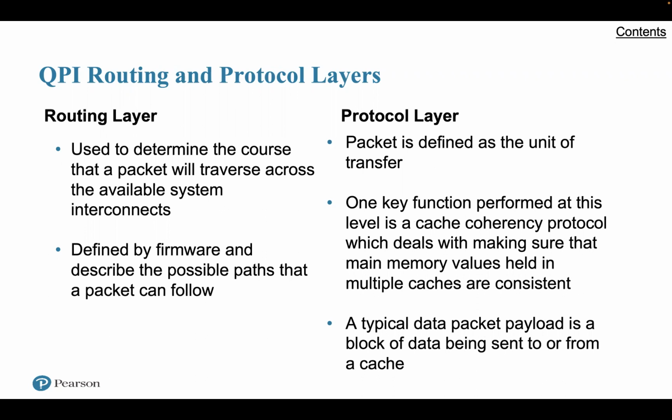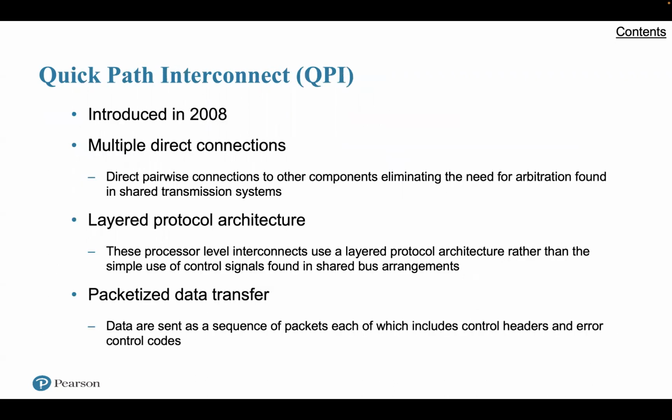So let's just quickly review here. QPI is something that was introduced in 2008. It has multiple direct connections, a layered protocol architecture, and packetization of data. So it's leveraging things that have been used in other areas and then applying it towards input and output: packetized like TCP/IP, layered protocols for doing correction, and having multiple direct interconnects.